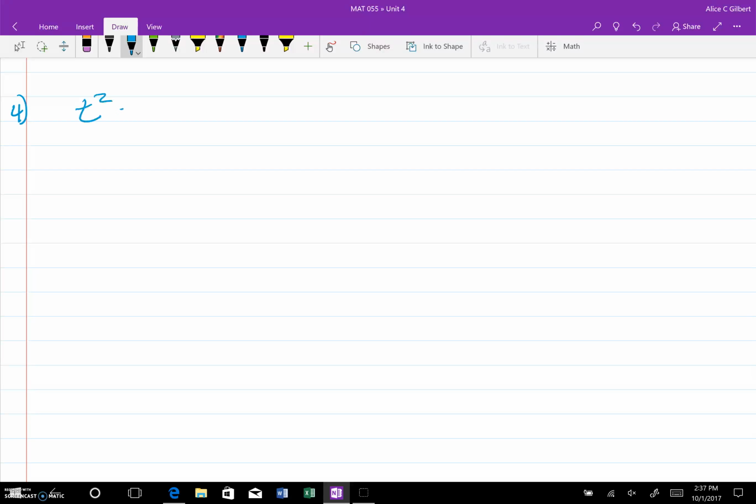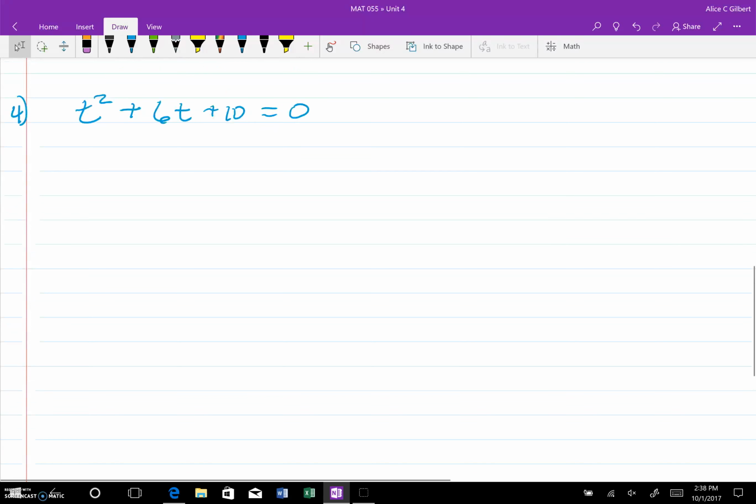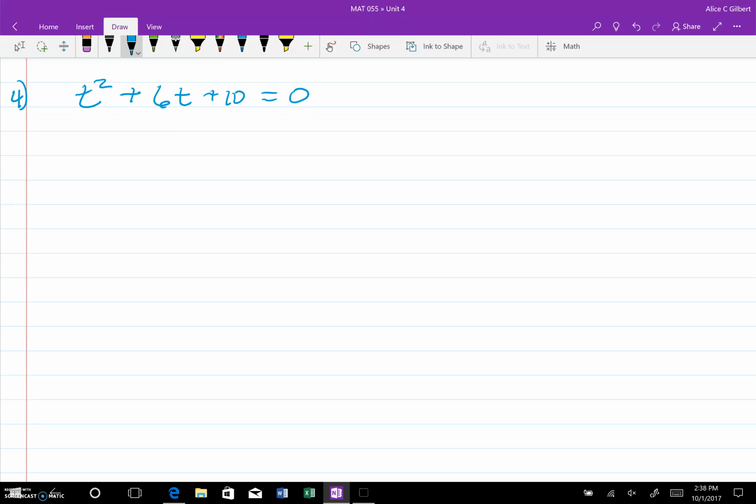So t squared plus 6t plus 10 equals 0. Okay, so this is a positive. Let's see if maybe it's a perfect square trinomial. The square root of t squared is t, and the square root of 10 is? There is not a square root of 10. So I'm going to have to set up my 2 steps. 6t plus here, not because this one's plus, but because in a perfect square trinomial, this second sign is always plus.